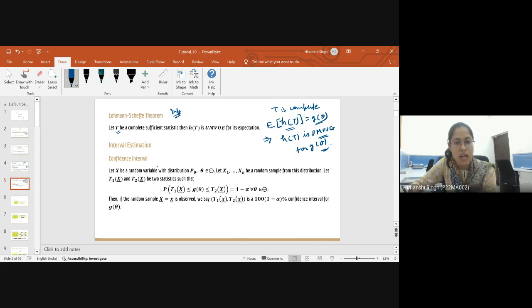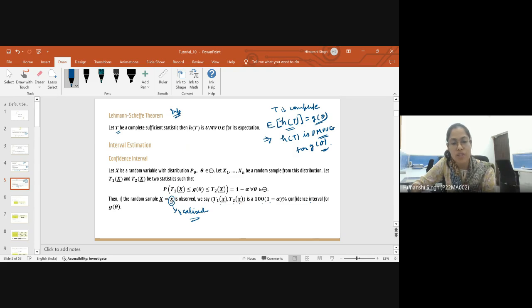So what is a confidence interval? If I have a random variable with distribution P theta, and X1, X2, ..., Xn are a random sample from this distribution, and let us consider that T1(X) and T2(X) are two statistics, such that the probability that T1(X) is less than or equal to g(theta), which is less than or equal to T2(X), is 1 minus alpha. So this holds. Then if the random sample x is observed, so this is the realized value, then we'll say that (T1(x), T2(x)) is a 100 times (1 minus alpha) percent confidence interval for g(theta).